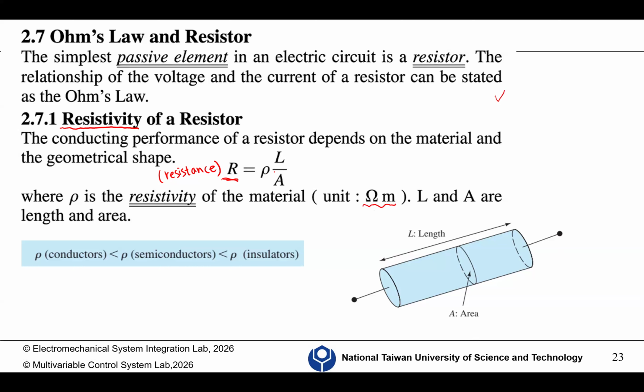So resistivity times L, the length of the resistor, divided by A, the cross-section area of the resistor. L and A are length and area. Regarding resistivity rho, conductors have the smallest resistivity, such as silver, but silver is very expensive. So for electric wire, people tend to use copper.